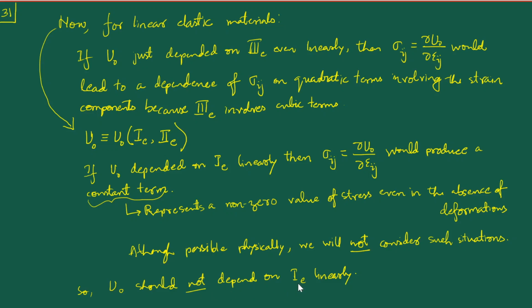Because you see, the thing had gone really bad when we had taken even the linear dependence on it. But it is very much possible that u naught can depend quadratically on this IE, and then we will be good, because then it would not lead to this constant term. And in fact this is what we are going to say in the next page.